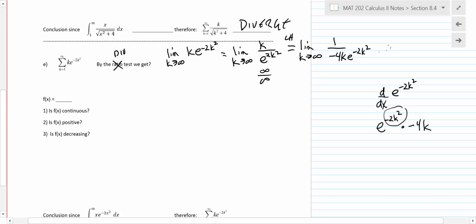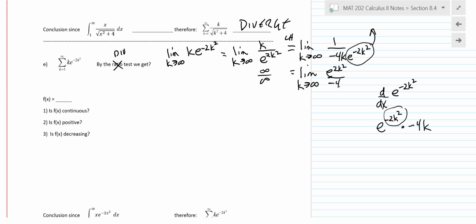So what you're going to end up having then is, I'm going to take this whole thing right here up to the top. So I'll end up having the limit as k goes to infinity of, let's see, that's going to be e to the positive 2k squared now, all over negative 4. So if you begin to go through and look at that, let me make sure I got that derivative okay. I think I do.